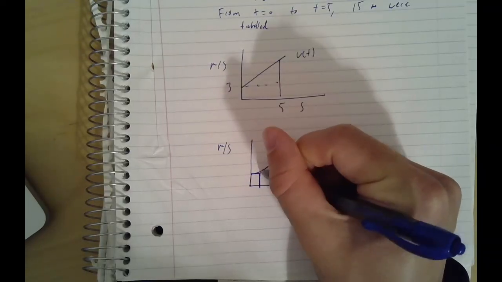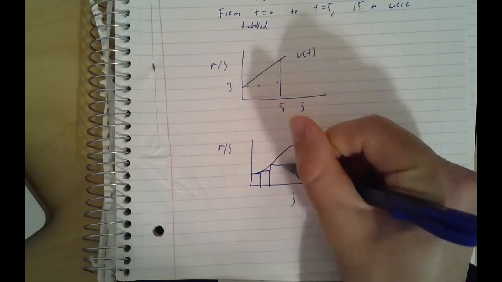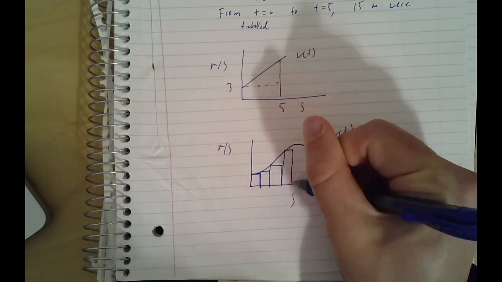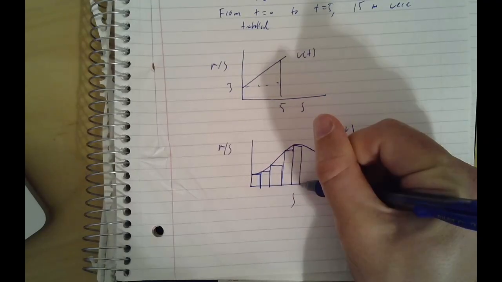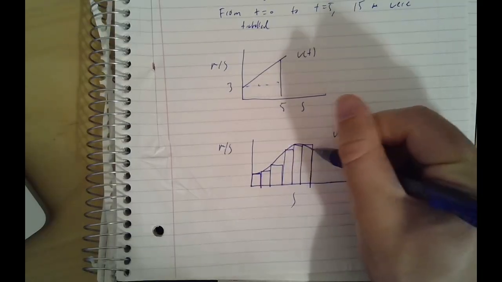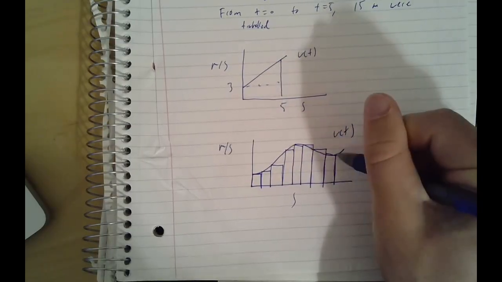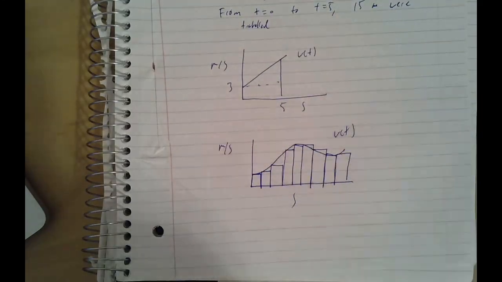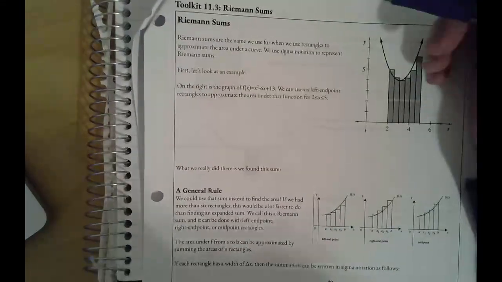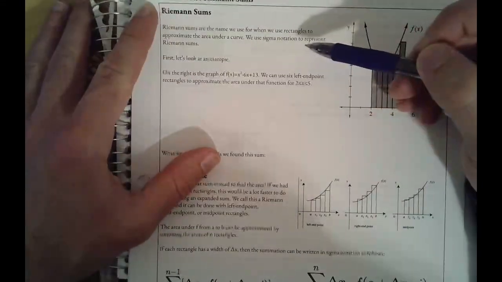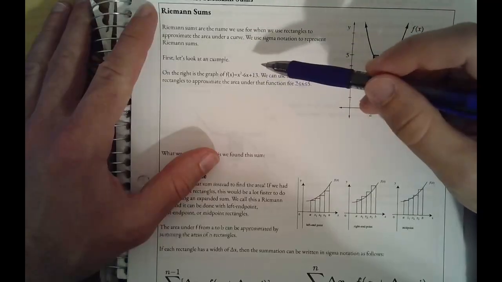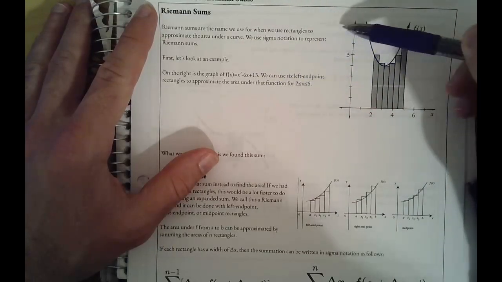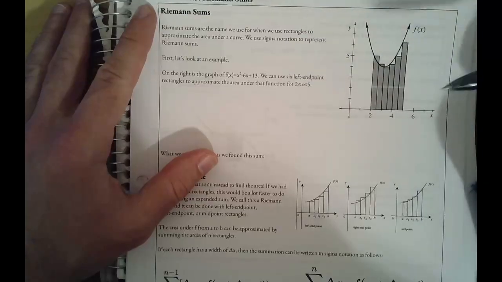So for example, I could draw rectangles on this curve, up, right, up, right, up, right, and so on. And I could approximate this area using a Riemann sum. That's the name of these rectangles. So let's read through the notes. Riemann sums are the name we use for when we use rectangles to approximate the area under the curve. We use sigma notation to represent the Riemann sums. First, let's look at an example.